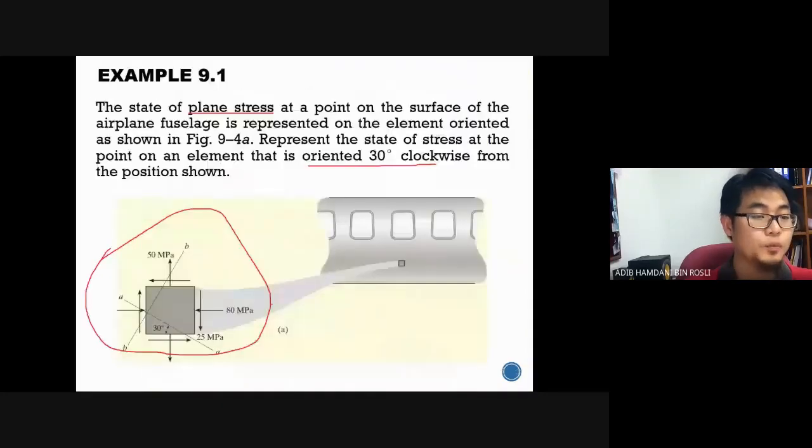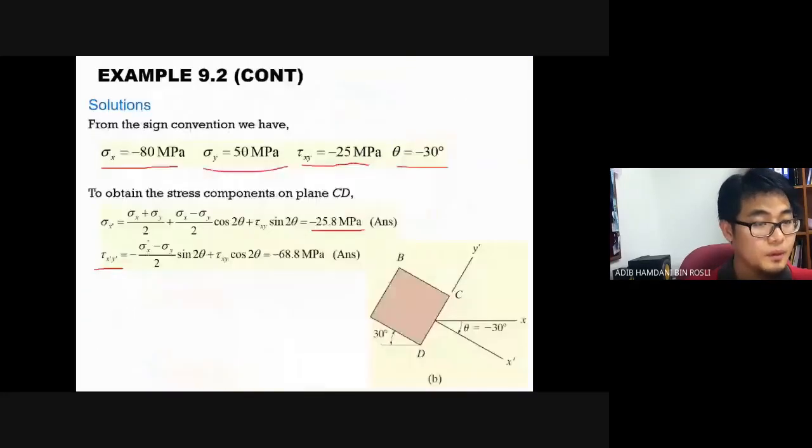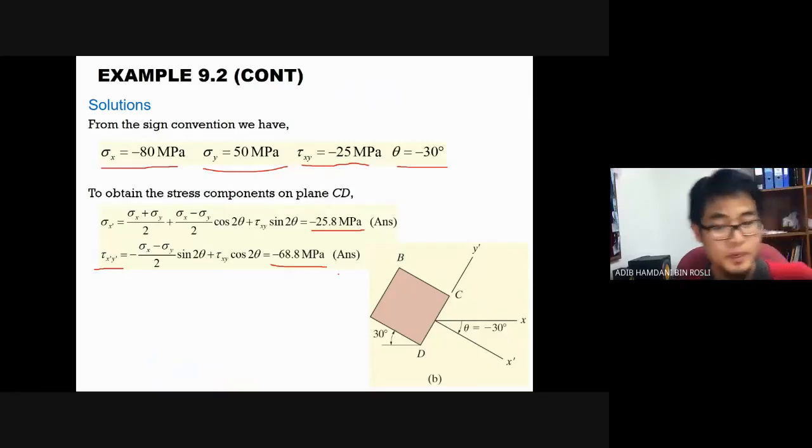And then for tau x prime y prime, you go back to your equation, this tau x prime y prime, you put into the equation of this, you put sigma x, sigma y, and of course tau xy as well, and then you put the theta of minus 30, you will end up with your tau x prime y prime as minus 68.8 megapascal. So you'll see what happened here.